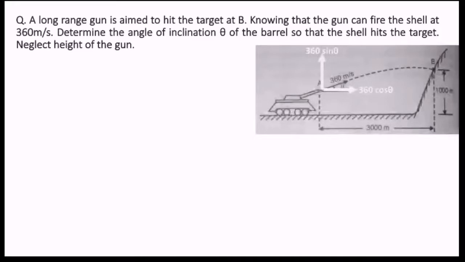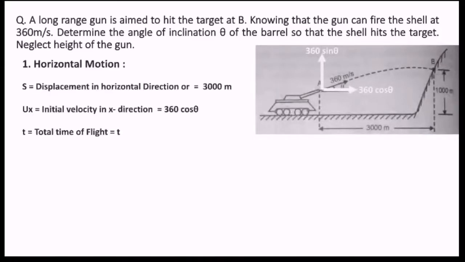For horizontal motion, we need to determine three parameters, that is s, u and t. S is the displacement in horizontal direction. From the diagram you can see that the horizontal distance between A and B is 3000 meters, so my S will become 3000 meters. Ux, that is initial velocity in x direction, again from the diagram I can write as 360 cos theta, and T will be time of flight. We have only one equation for horizontal motion, that is S is equal to ut.